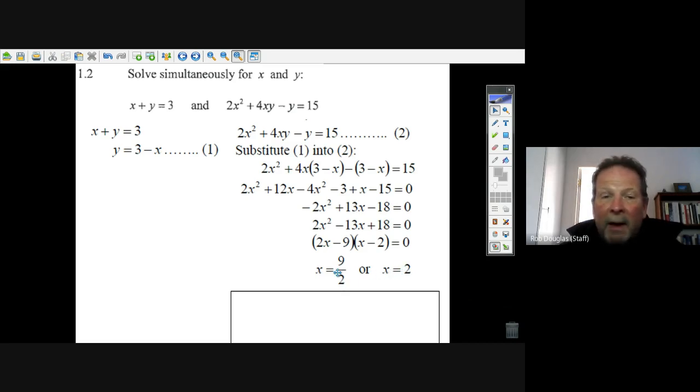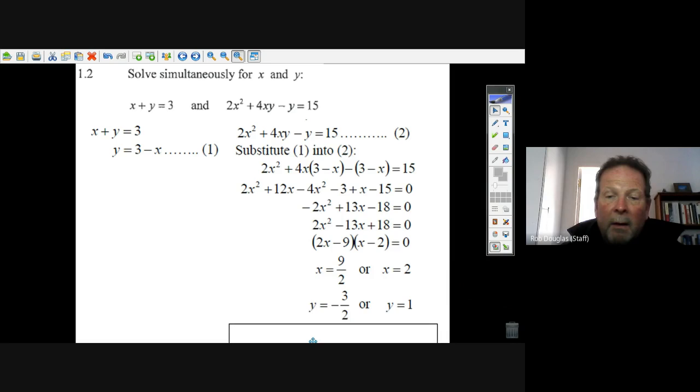Once you've got these values here, all you do is go 3 minus 9 over 2. 3 minus 9 over 2 is minus 3 over 2. And 3 minus 2 is 1. So there it is. There's your solution. X equals 4.5, 9 over 2, when y is equal to minus 3 over 2, minus 1.5.